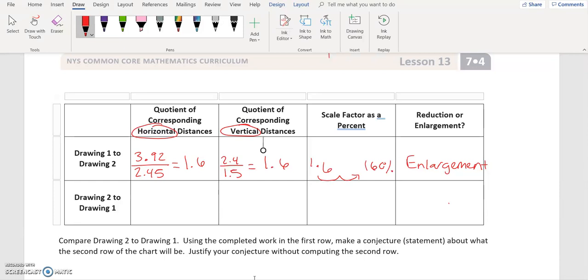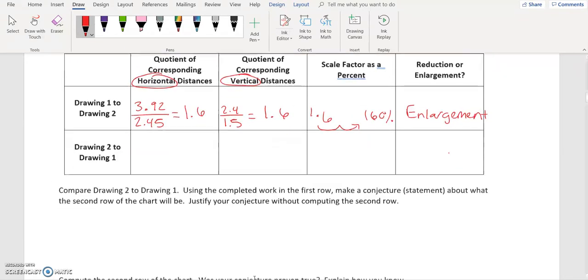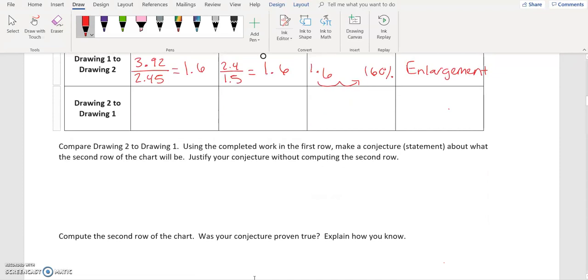Pause the video, discuss with your group. Okay, so you may have said it's going to be a reduction. You may have mentioned that the scale factor is going to be less than 100%.